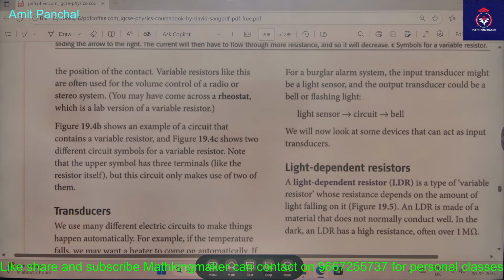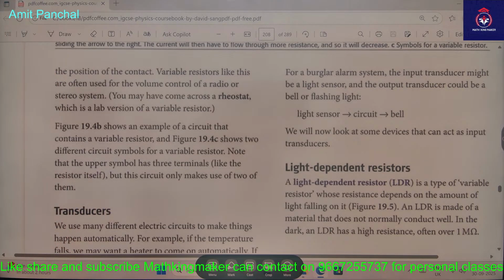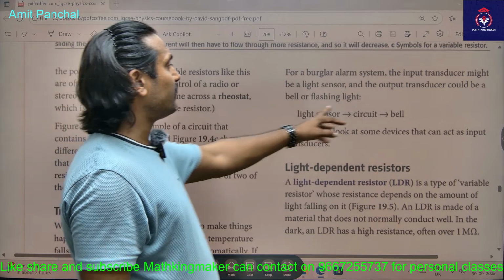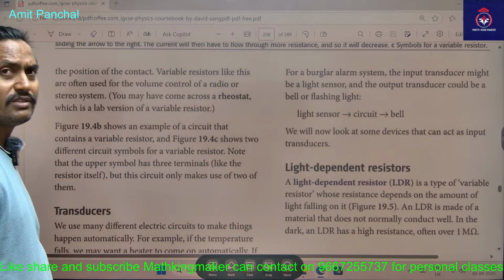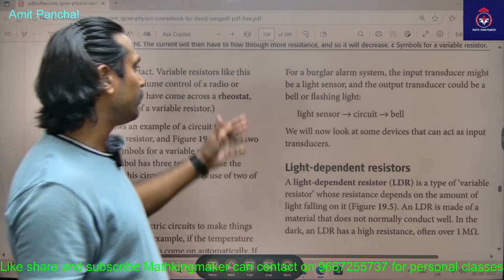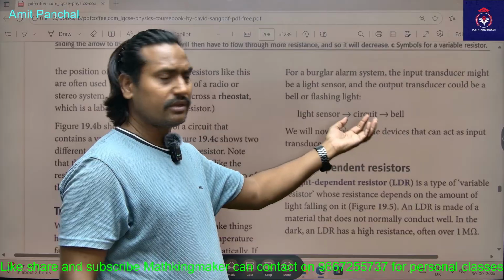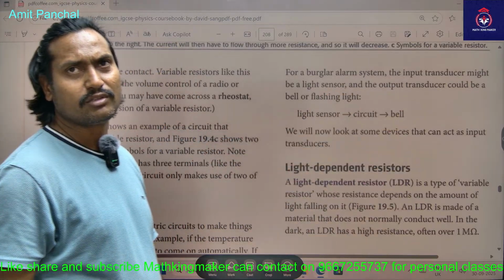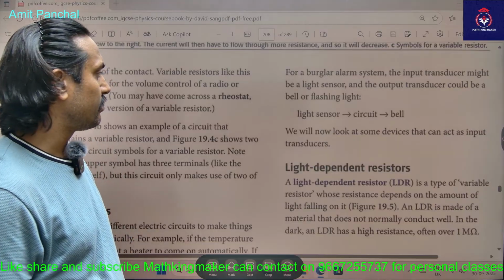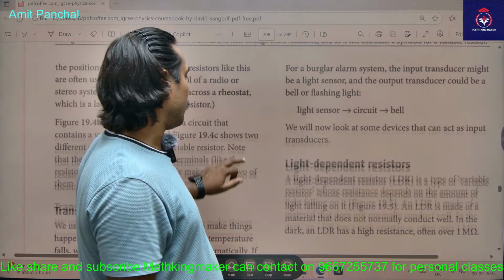So for a burglar alarm system, the input transducer might be a light sensor, and the output transducer could be a bell or flashing light. So once there is light on that sensor, the circuit operates, and after operating the circuit, the bell rings. Got it?